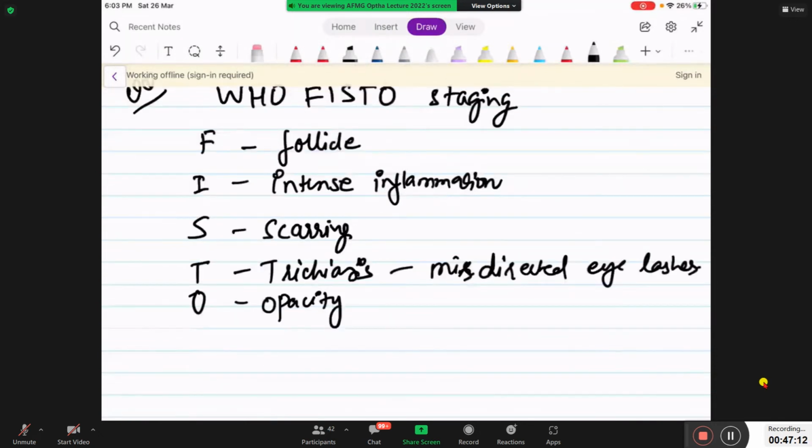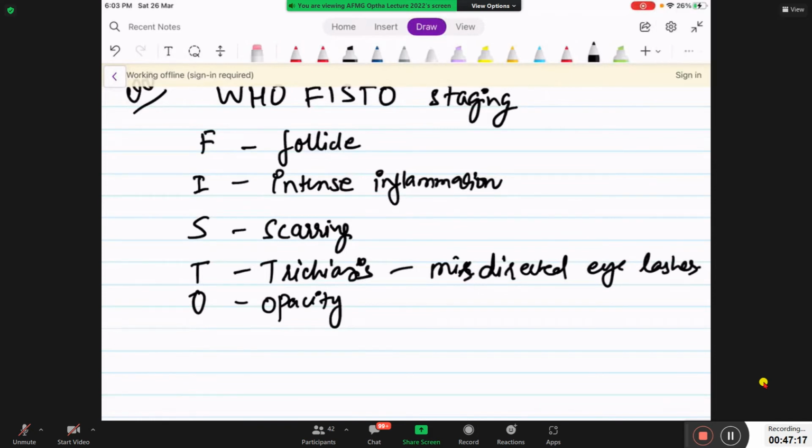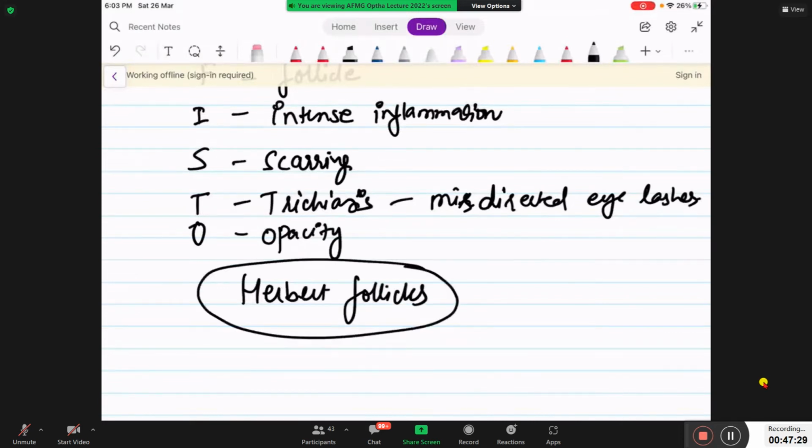Next important finding which is seen in trachoma is, write down, Herbert follicles. Herbert follicles, they are present at which conjunctiva? Bulbar conjunctiva. This Herbert follicle, if they ask you which is the pathognomonic sign of trachoma, answer will be Herbert follicle.